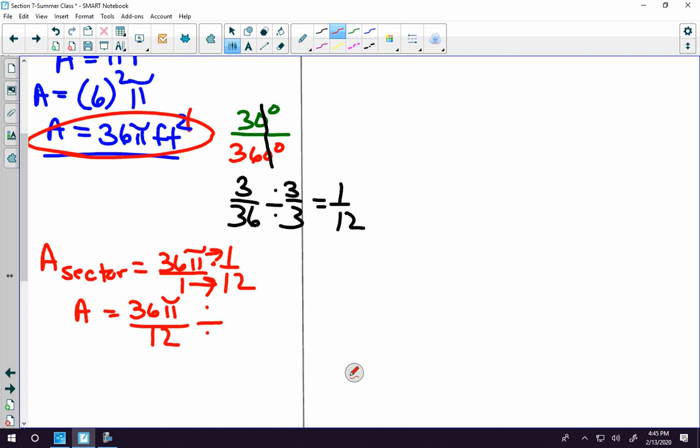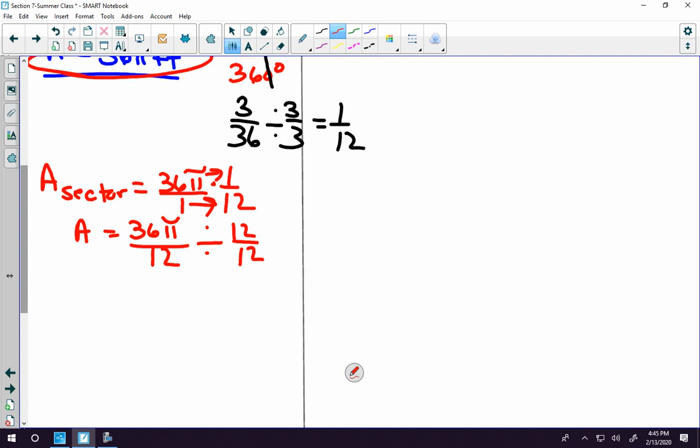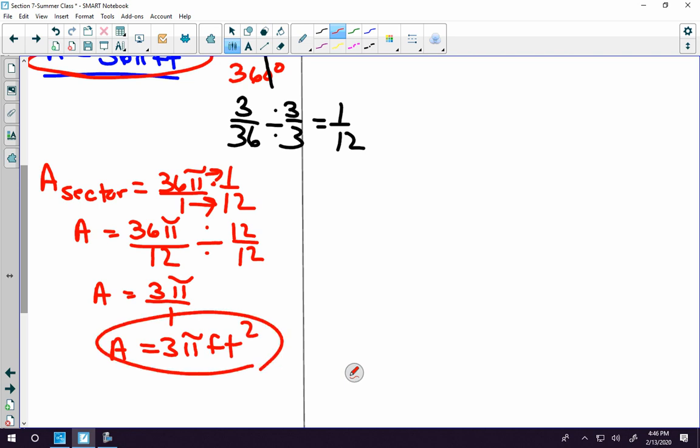And then if we reduce this ratio, if possible, by a common factor, I'm pretty sure 12 goes into 36 and 12 divides into itself. So 36 divided by 12 is going to be 3 pi, and 12 divided by 12 is 1. So the area of the sector is going to be 3 pi square feet. So 3 pi square feet is the area of just a little piece of pie, just a little shaded part.